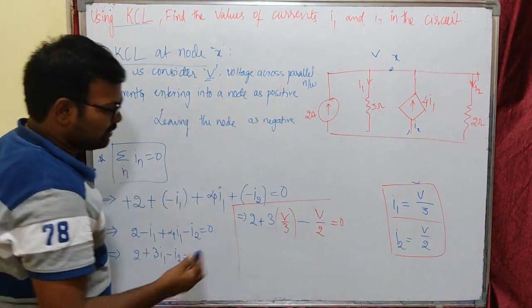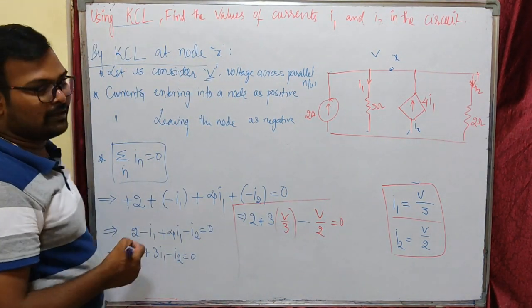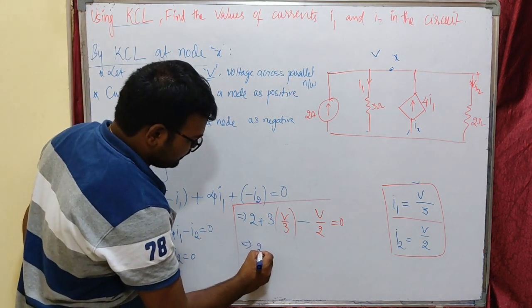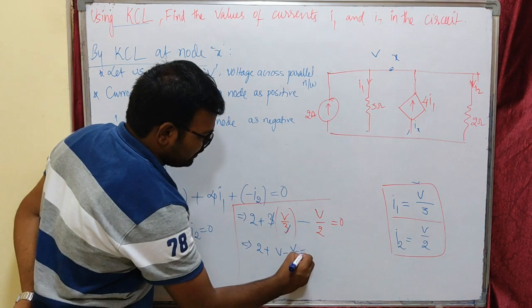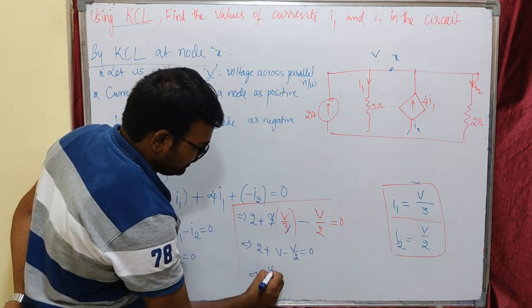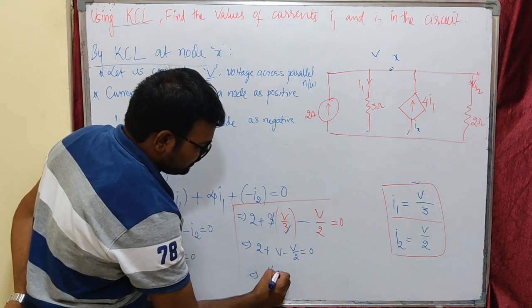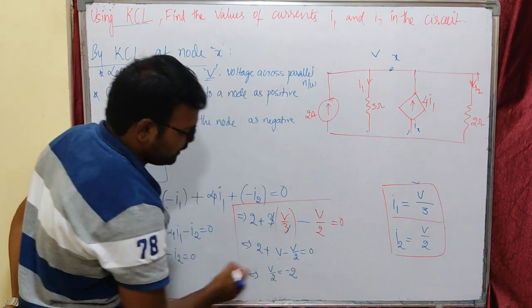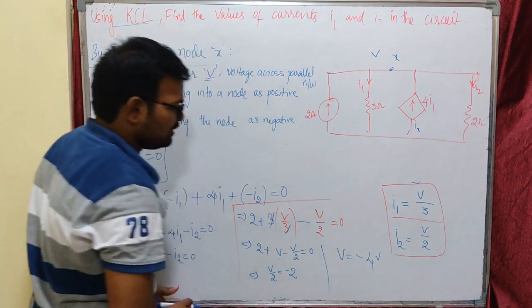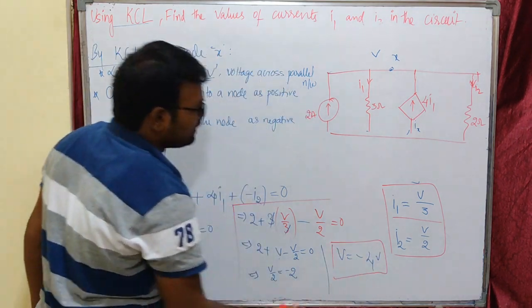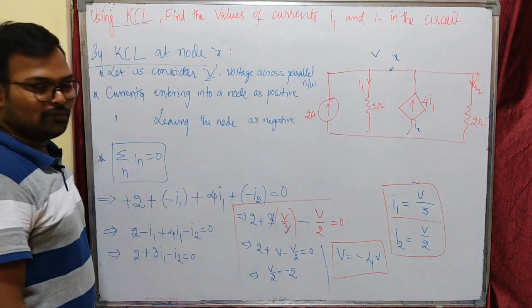Okay, if you rearrange this, you can find the value of voltage, because voltage is the only parameter here. So I am going to rearrange this. That will be, 3 will get cancelled: 2 plus V minus V by 2 equals 0. So V minus V by 2 will be V by 2. I am shifting this 2 to the other side, that will be minus 2. So from this you get V, the voltage across the parallel network, equal to minus 4 volts.